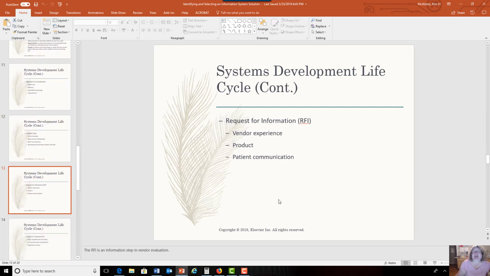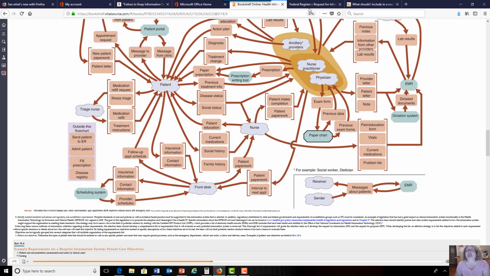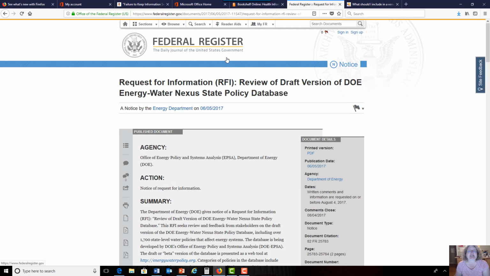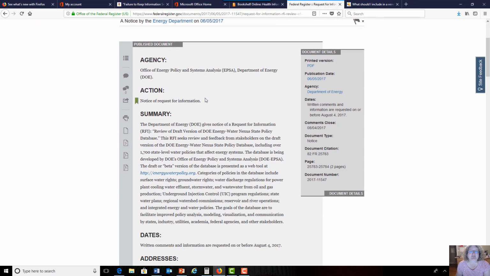Now we're going to talk about RFIs. RFIs are a request for information. And this is something the organization is going to send out to potential vendors. They're going to put this request out there and say, hello, we need a new system, and we need you to send us information about your system. And I pulled up a sample one. This is not for an EHR, but it's still an RFI.